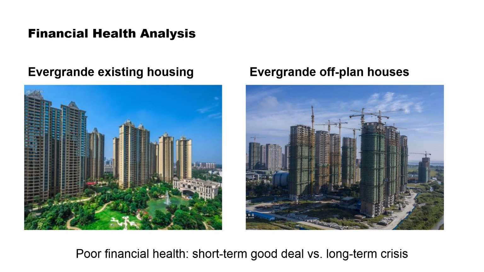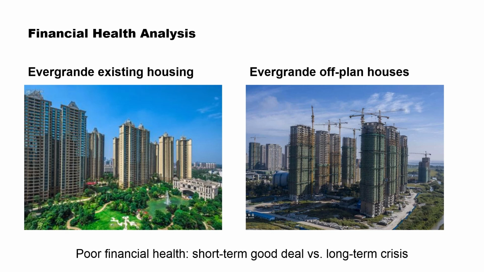So, you need your suppliers to have rock-solid financial health or stability. The major trap to avoid is the short-term good deal, for example, in the form of deep discounts from companies with poor financial health, which can lead to a long-term crisis. One example is Evergrande, the #1 real estate company in China.